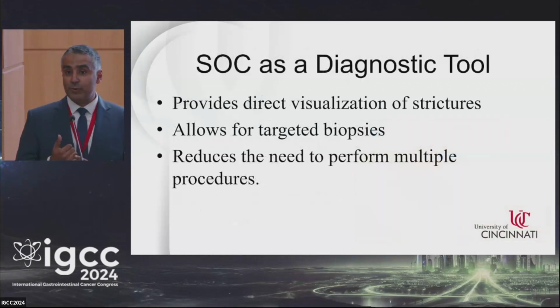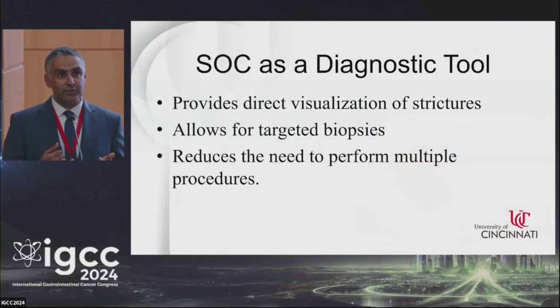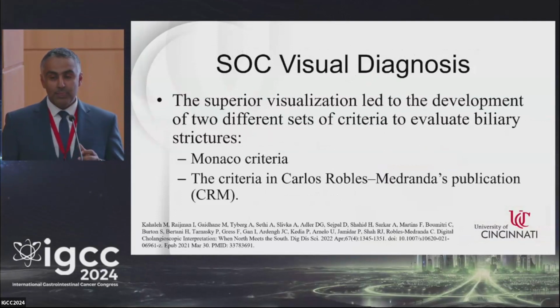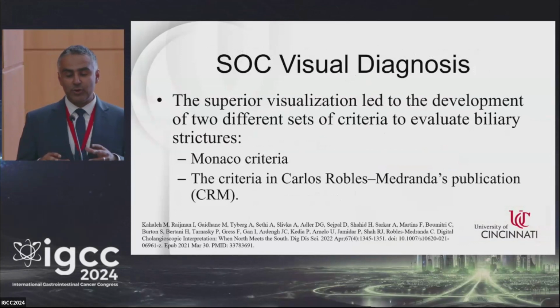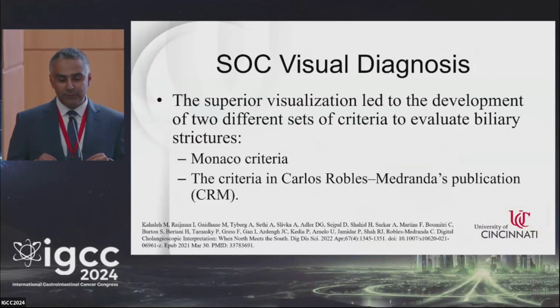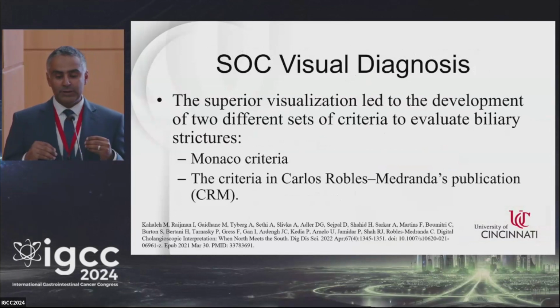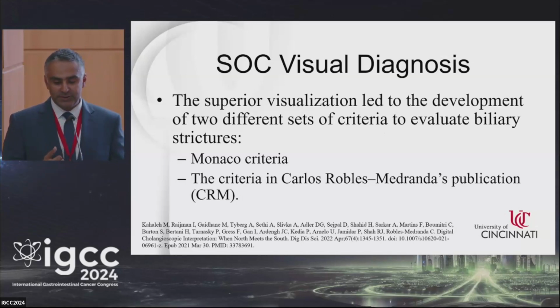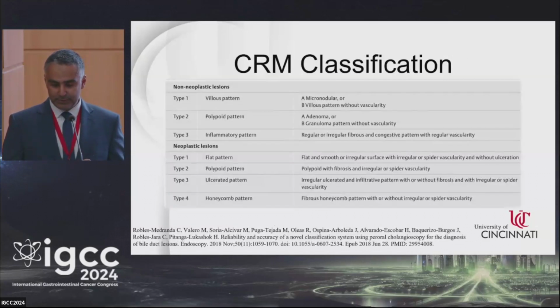It provides direct visualization of strictures, and it allows for targeted biopsies, and these factors together would reduce the need for repeat procedures. This superior visualization of current cholangioscopy platforms allowed for better diagnostic criteria based on mucosal abnormalities. So now we have the Monaco criteria and the CRM criteria to help with diagnosis.